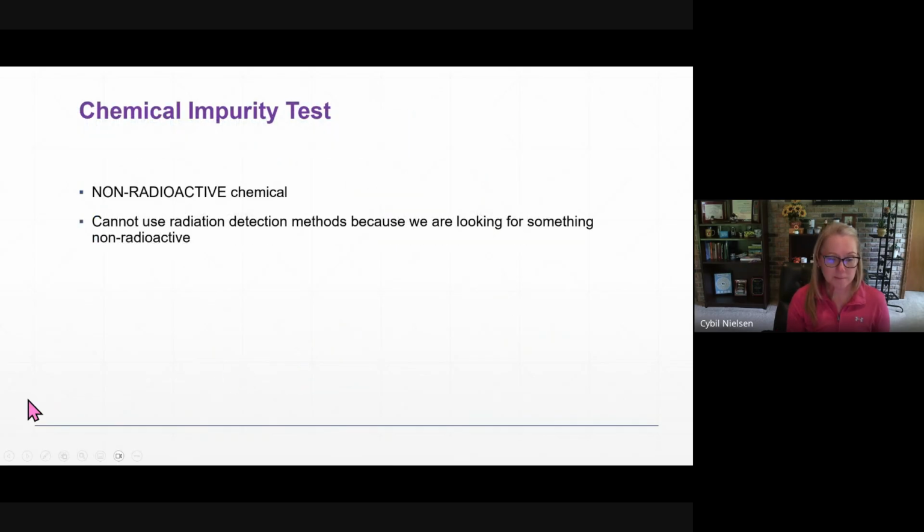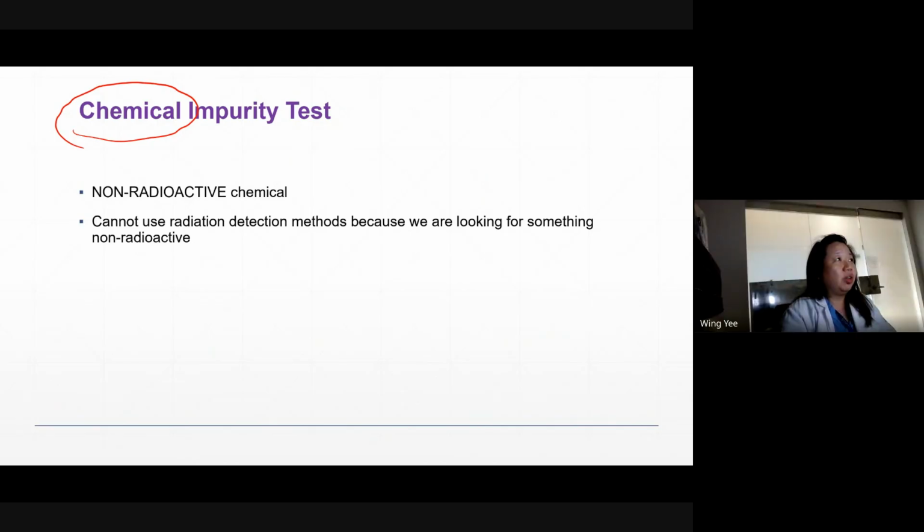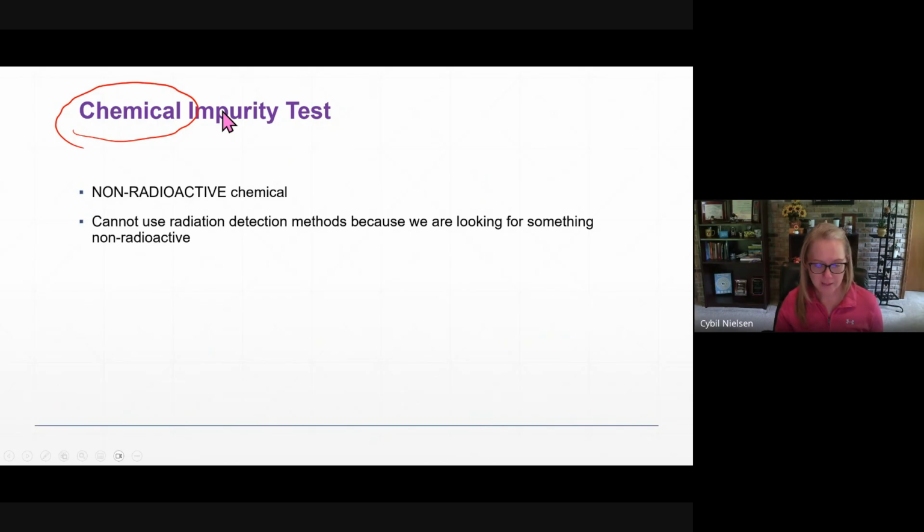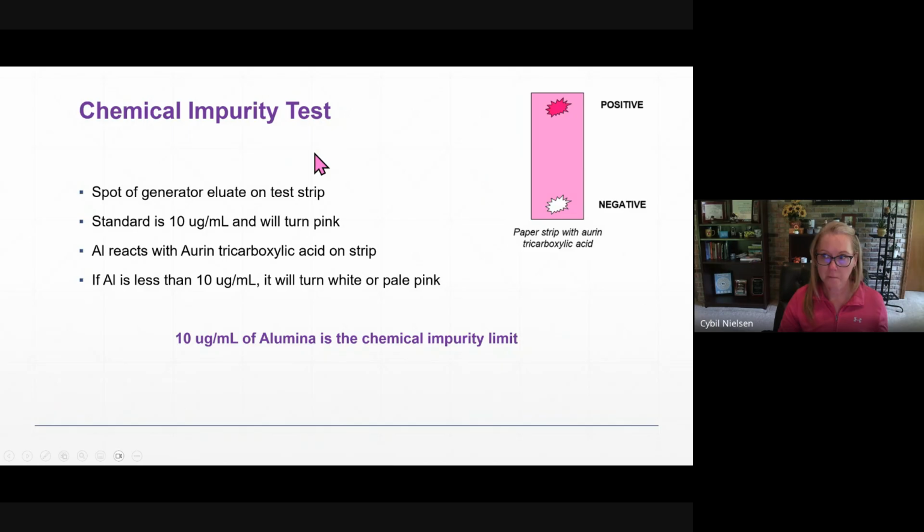All right, the last one, chemical purity. What's the chemical we're looking for? Aluminum. Alumina, yes. What's the maximum amount of alumina that you can have? 10 micrograms per ml, 10 micrograms per ml.